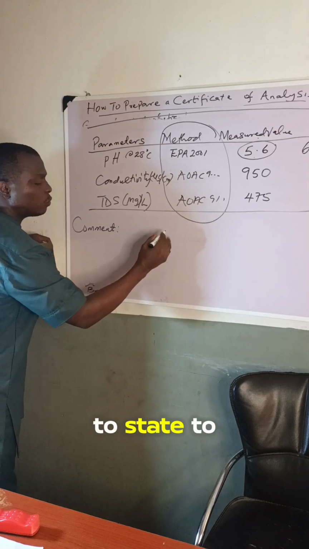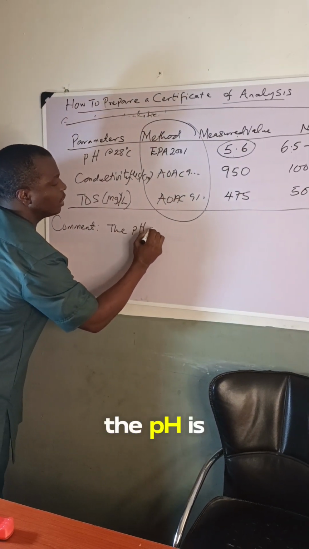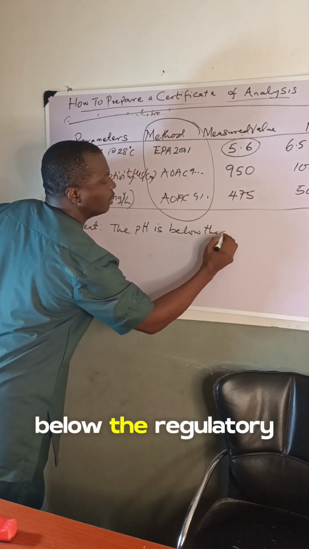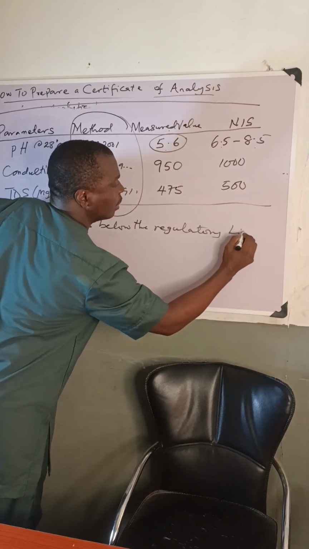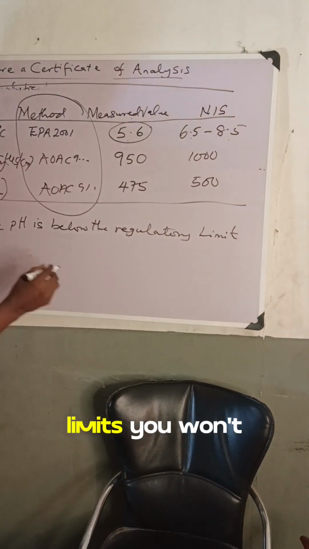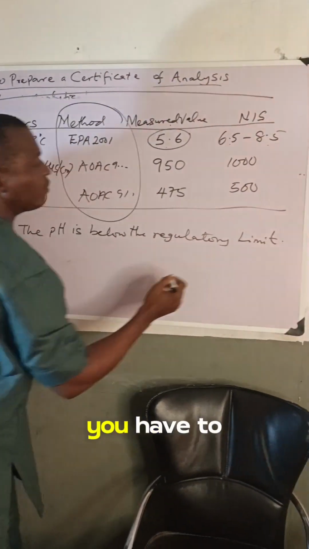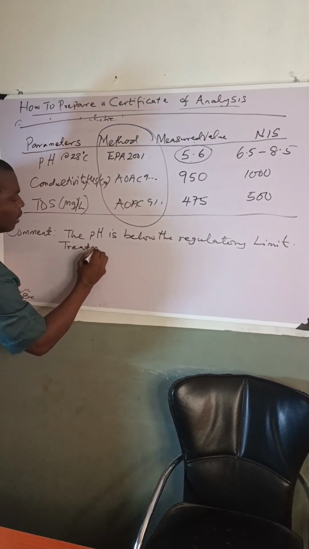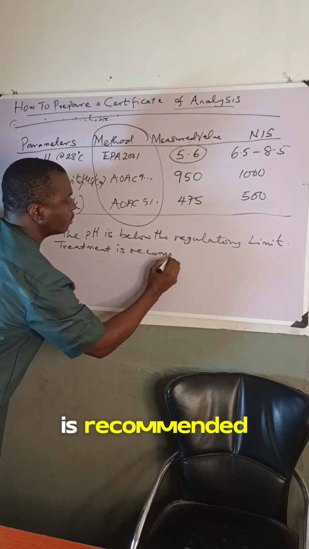So you have to state what? The pH is below the regulatory limit. You won't just end it here. As a public analyst, you have to advise your client. Treatment is recommended.